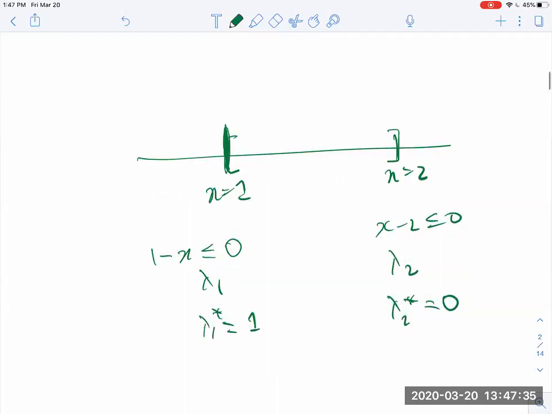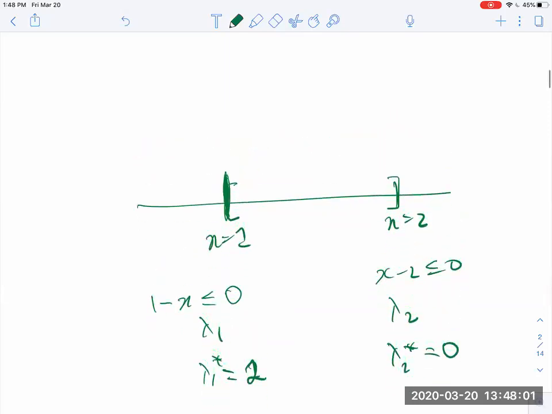Clear? Wait, I think lambda 1 star was 2. Oh yeah, 2. Okay, doesn't matter. We just care whether it's positive or 0. Okay, great. So this is the way to think about your constraints being tight, or satisfied with equality, at the optimum. And the way you can figure it out is by looking at the corresponding dual variables.